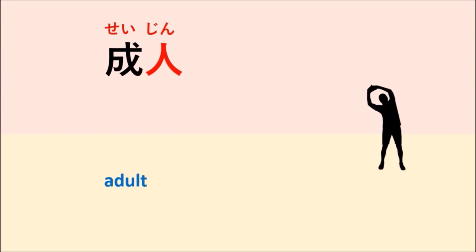The number is increased, right? They are more, for example, 18, 19, something like this. So to represent a word like that, they call it seijin, which means adult.